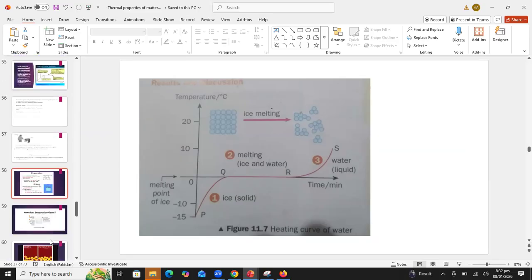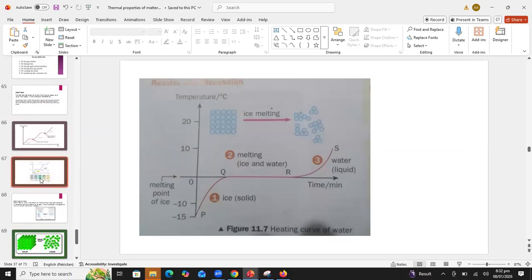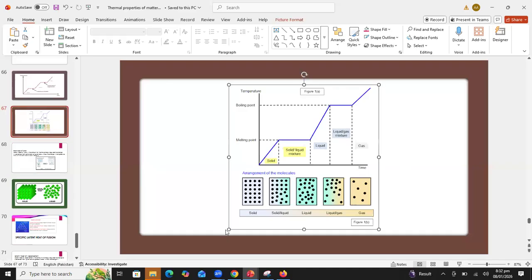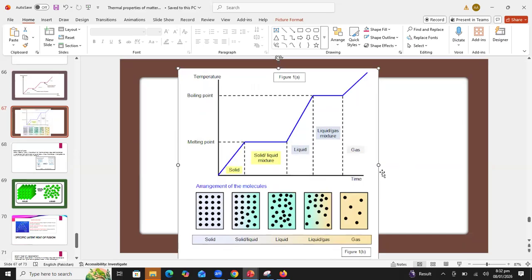I can show you the complete heating curve of water. You can see this is the complete heating curve of water. This diagram shows the complete heating curve. This is the solid state of ice. At this state, the ice is melting, the solid plus liquid state. The ice is absorbing the heat energy. After this point, the ice is converted into liquid, so its temperature will start to increase, and it will keep increasing until it reaches the boiling point.